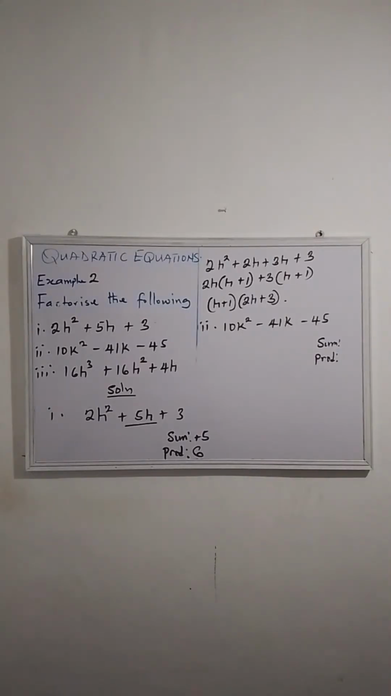Okay, what is the sum and what is the product of 10k square minus 41k minus 45? Yes.